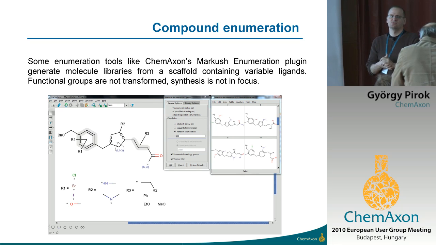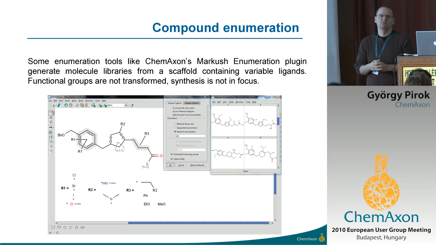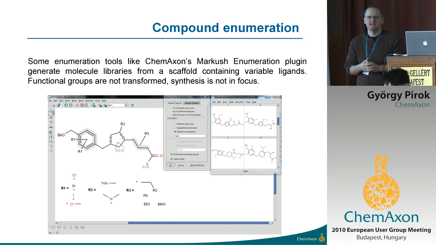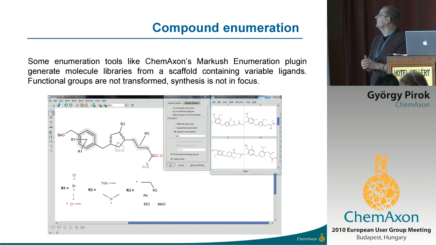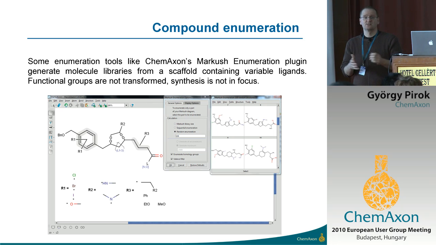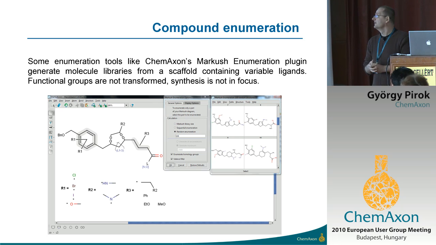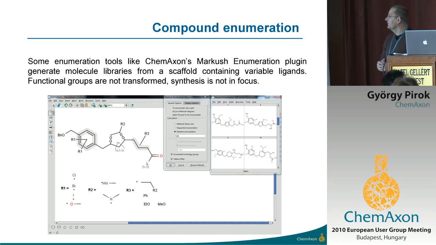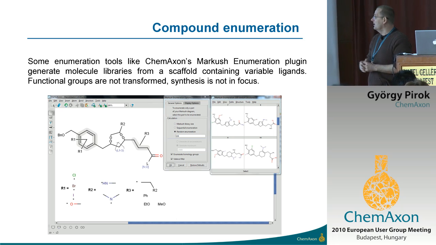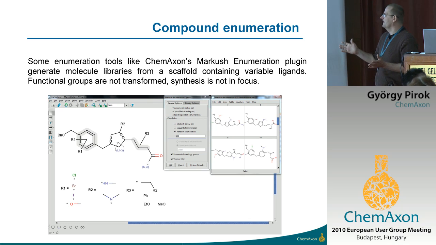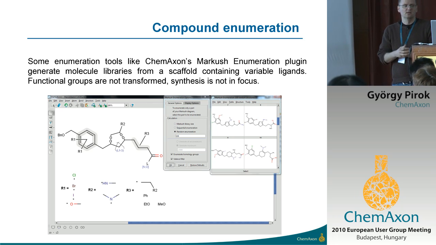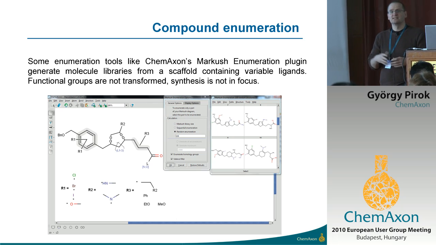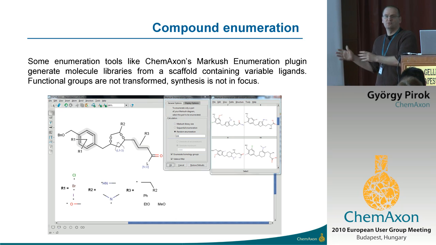Actually, compound enumeration is a way to create molecules which are not synthesized yet, not in your database, but you can make them. One kind of enumeration is Markush-based, and yesterday, during the technical training, you could play with that. In this case, you generate a library of similar molecules where the substituents are different, but they are homologs, and the synthetic pathway is not the way the enumeration works.